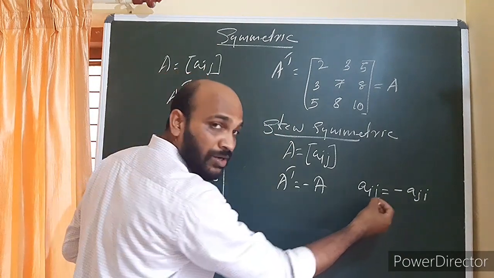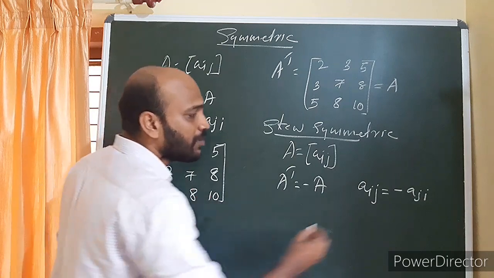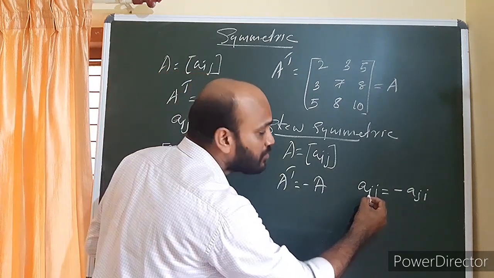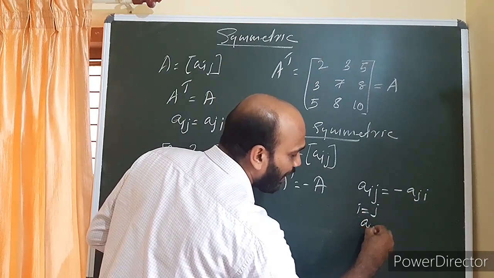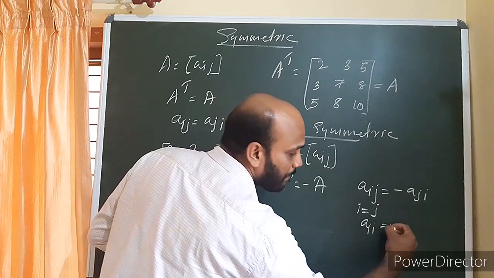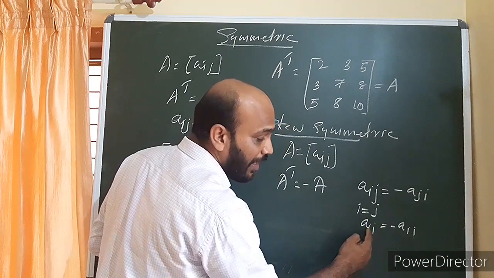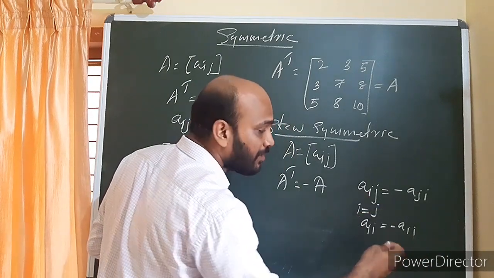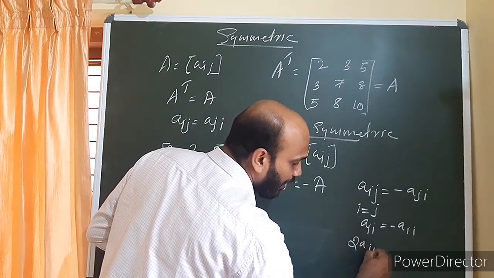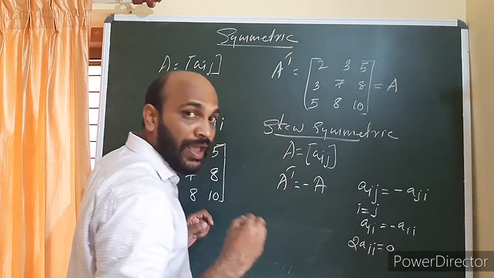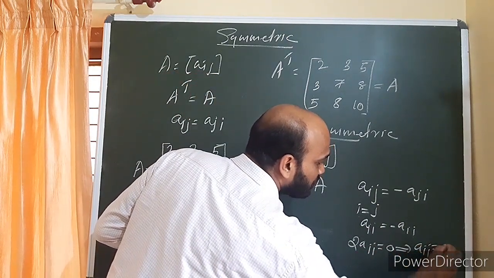Now when i equal to j, we will get diagonal elements. In the symmetric case you can write any diagonal elements, no problem. But in this case, if i equal to j, what will we get? Left hand side will be Aii. What about right hand side? Minus Aii, because we are taking i equal to j. Aii equal to minus Aii. This element you can take to left hand side. So you will get 2Aii equal to 0, which implies Aii equal to 0.